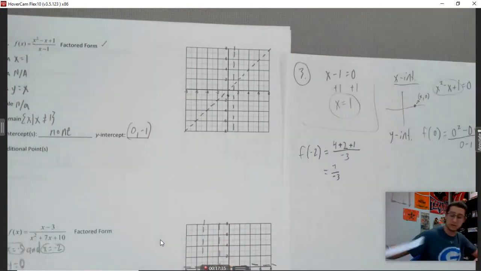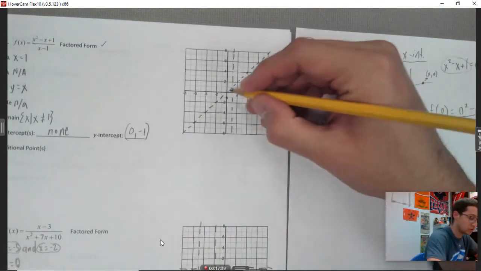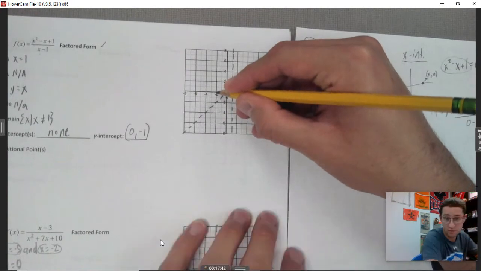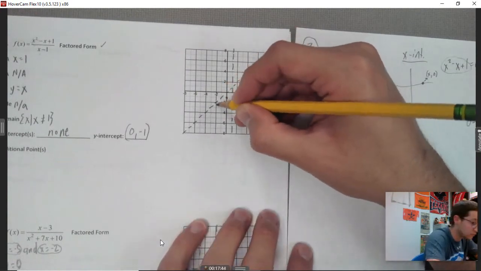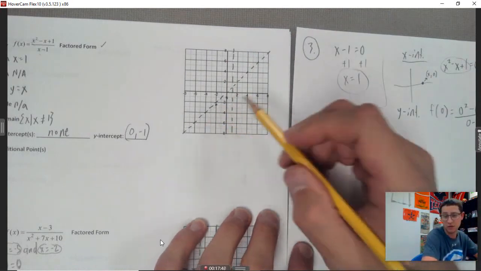Let's get rid of this. We don't need this for now. We can go ahead and graph that. So negative 2 for my x, and then negative 2 1/3. So it's very close in here, right? You can see that the asymptote is in play there.